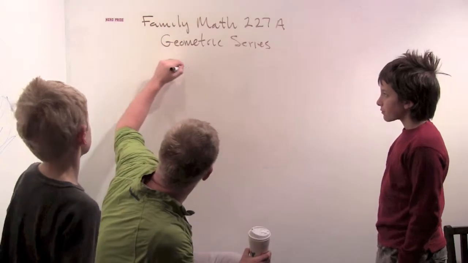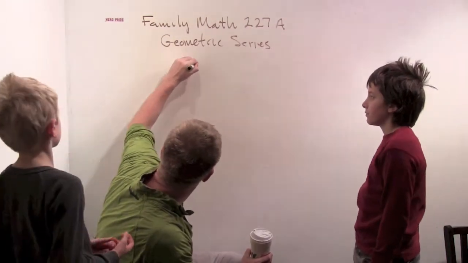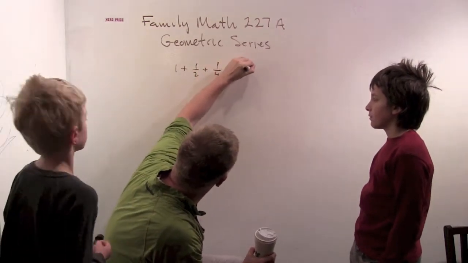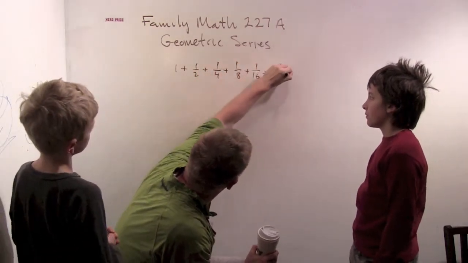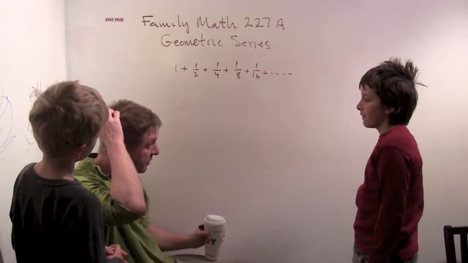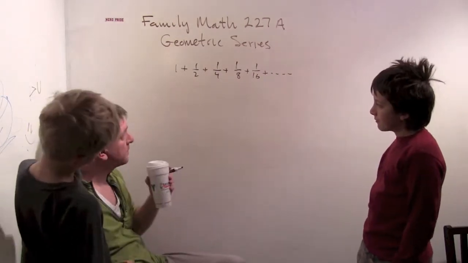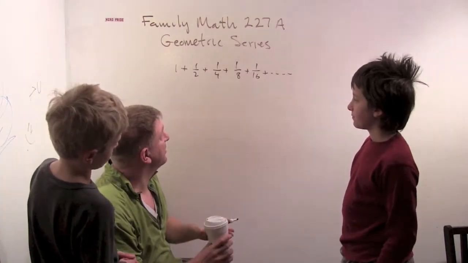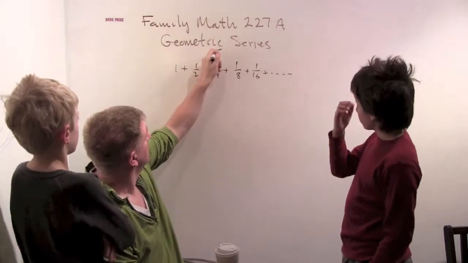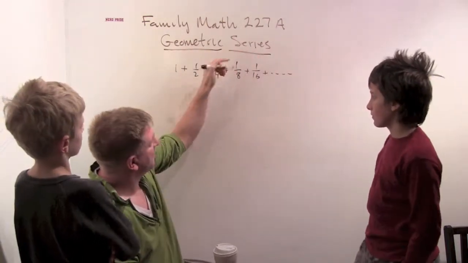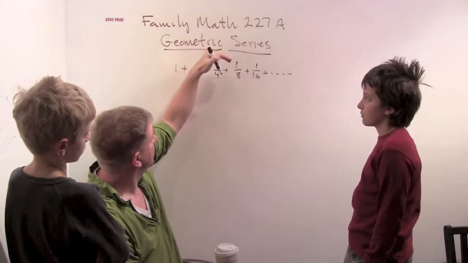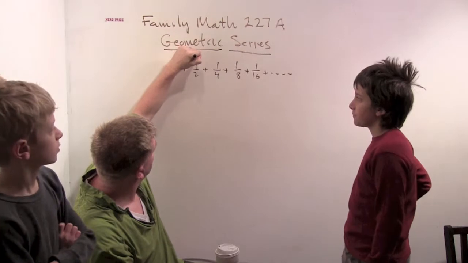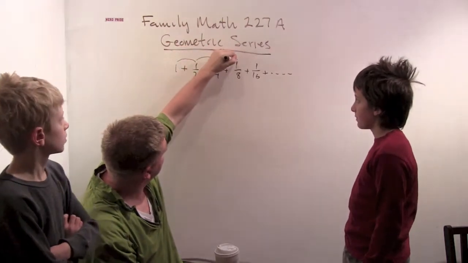Geometric series that we're going to talk about are series like this: 1 plus a half plus a fourth plus an eighth plus a 16th, going on forever. What is the pattern here? Well, you keep dividing by 2. That is right. So this is a special kind of series called a geometric series. And in a geometric series, from one term to the next, you always multiply by something.